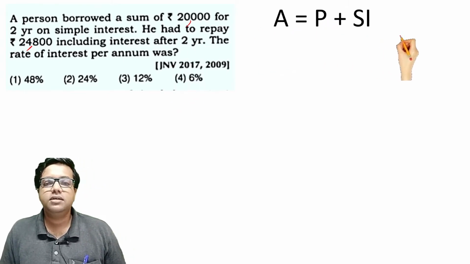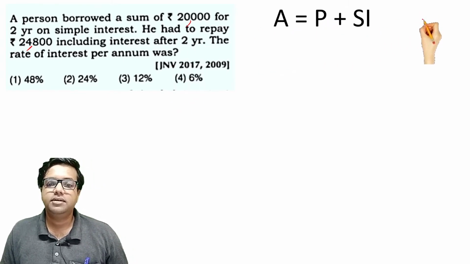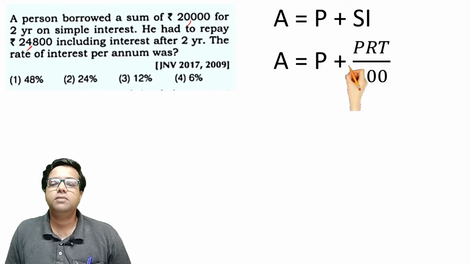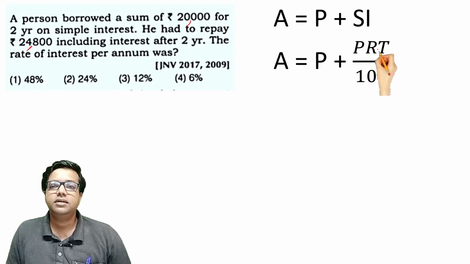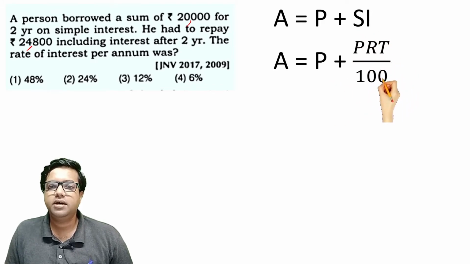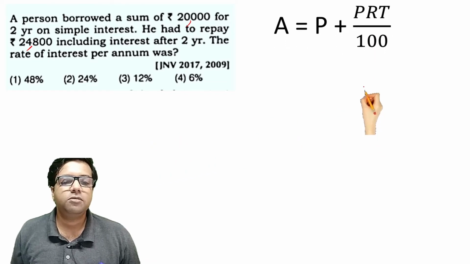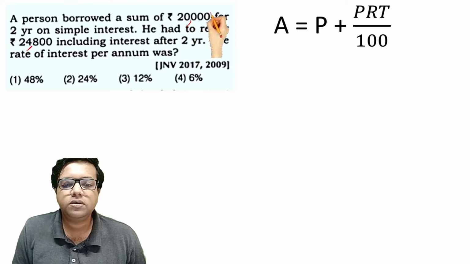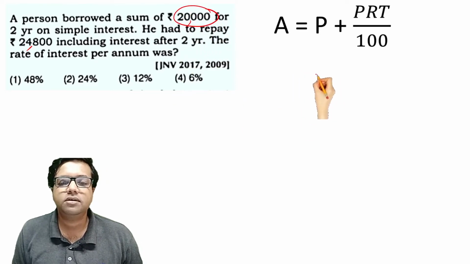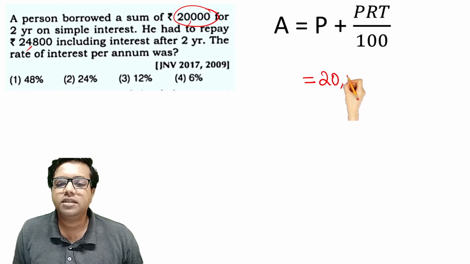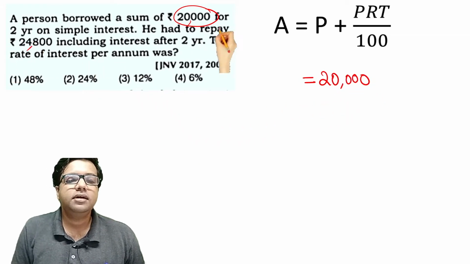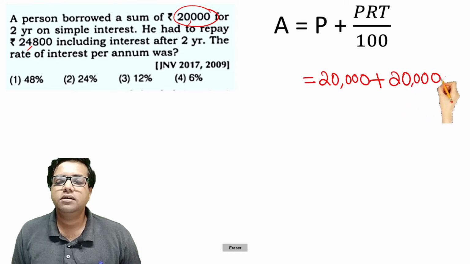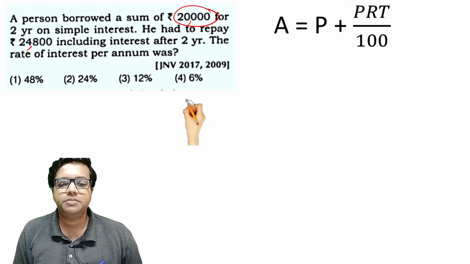We know that amount is equal to principal plus simple interest, right? And in the expanded form, we can write the same formula as amount is equal to principal plus principal into rate into time by 100. Simple interest expanded form is PRT by 100. So let's fill in all the values and solve the equation that we get. He borrowed 20,000 rupees, therefore the principal is 20,000 rupees. And he took it for 2 years.